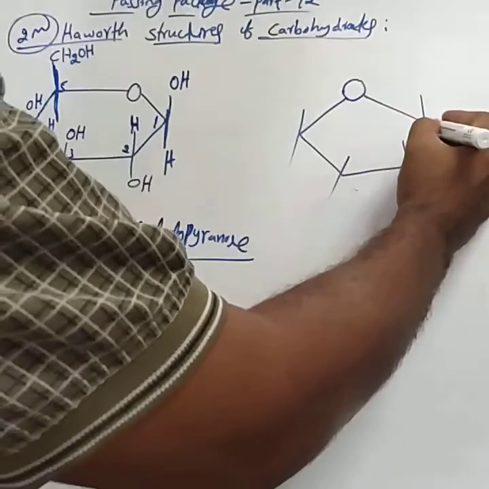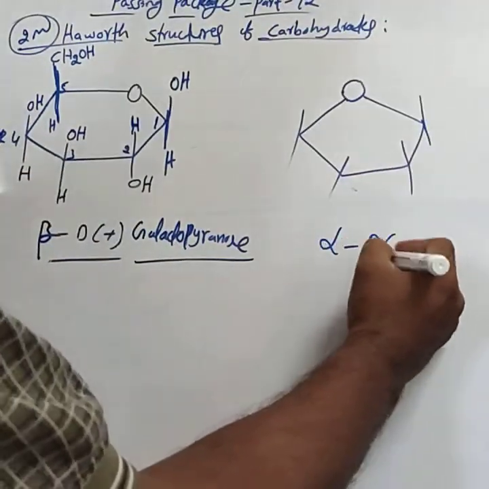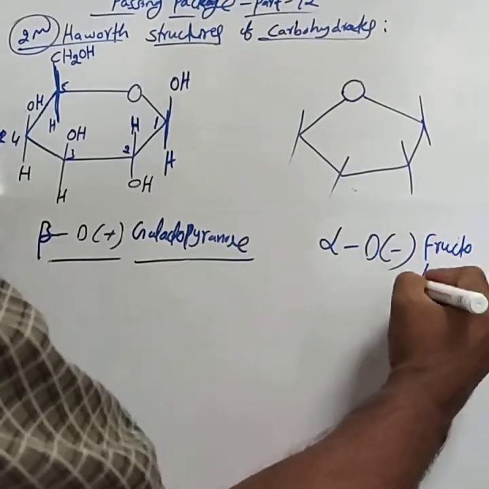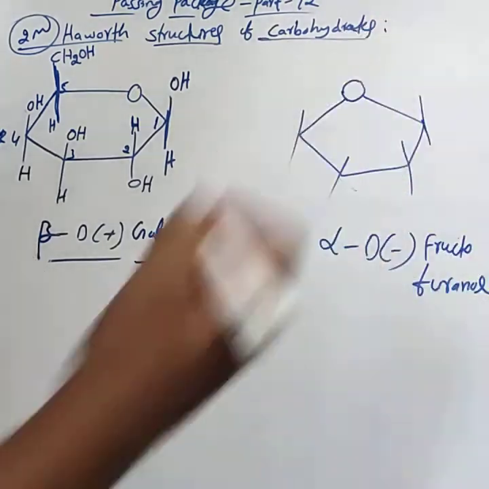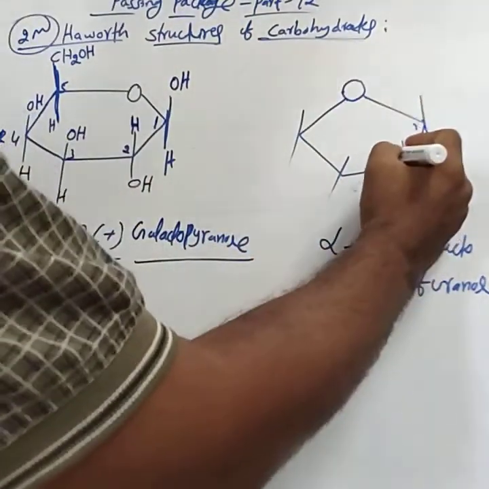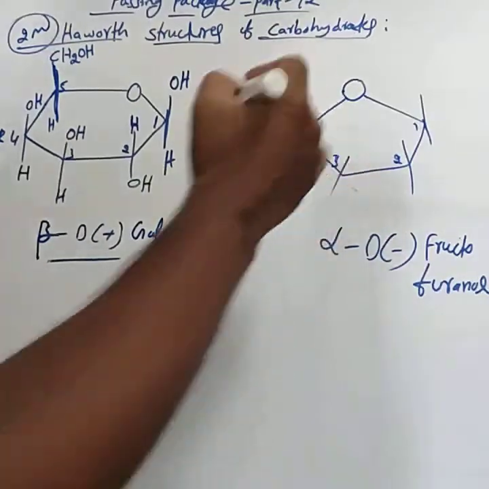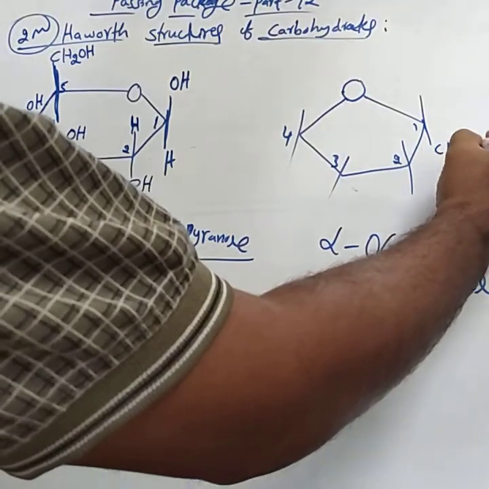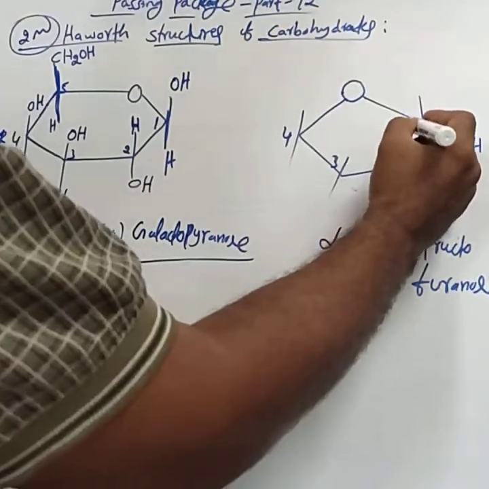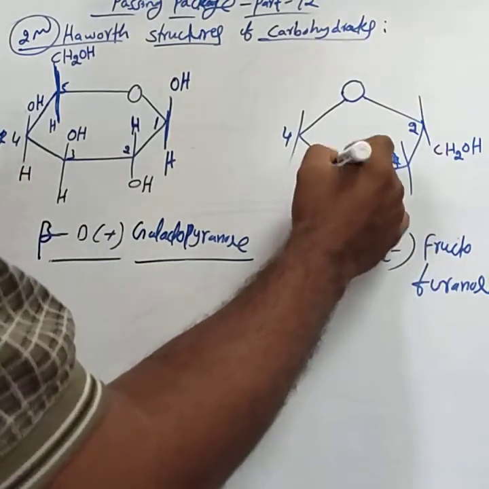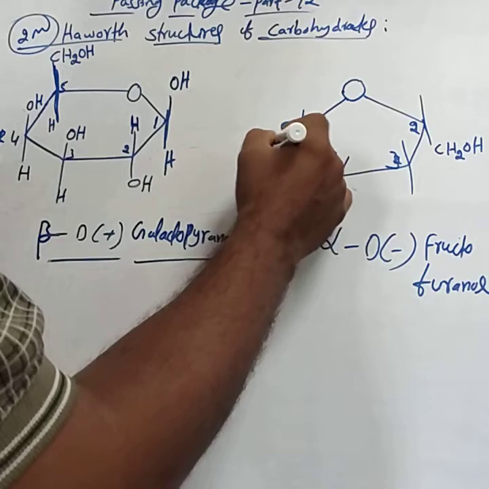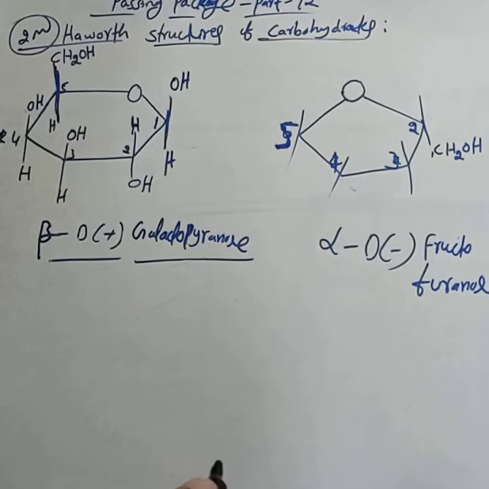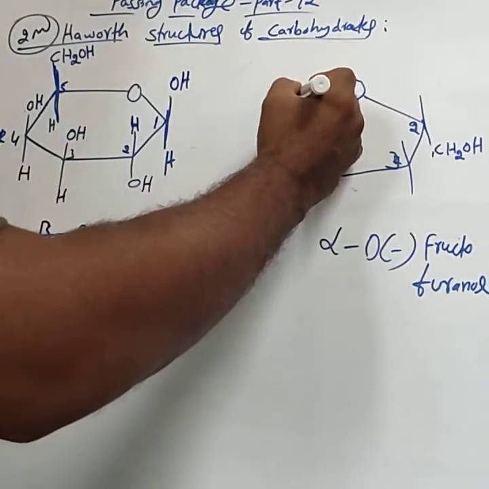To write the alpha D minus, it is levorotatory, alpha D minus fructofuranose. It is furanose, not pyranose. First, this is the first corner, second, third and fourth. On the first corner, consider CH2OH below. This one is the second, this is third, this one fourth, this one is the fifth. First carbon has the CH2OH. Then, on the fifth carbon, CH2OH above.